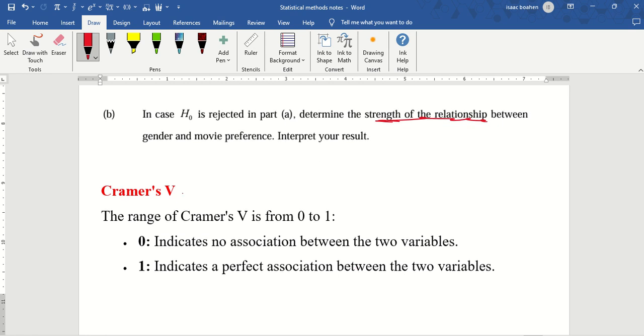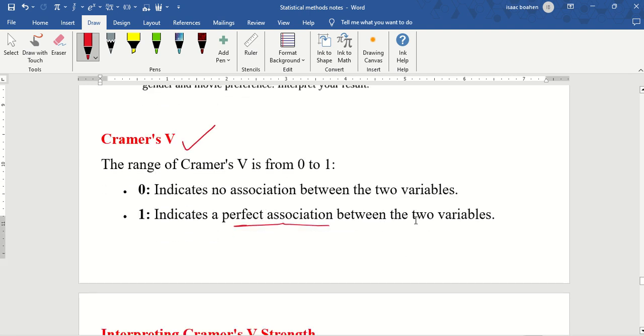Now Cramer's V ranges from 0 to 1. 0 indicates no association. It means there is no relationship between the two variables, and 1 will indicate a perfect association between the two variables. So if your value is getting closer to 0, there is no association. But if your calculated value is getting closer to 1, then there is a strong association. If it is exactly 1, then it is perfect association.